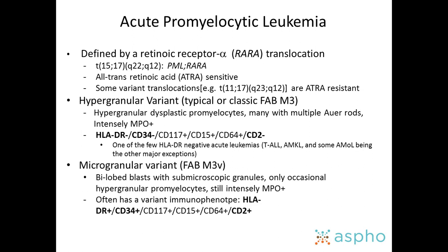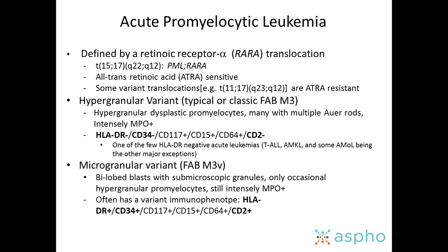The classic hypergranular variant, or FAB-M3 acute promyelocytic leukemia, has hypergranular dysplastic promyelocytes, many with multiple Auer rods that are intensely myeloperoxidase positive. As I said, they're HLA-DR negative, CD34 negative, and express other myeloid markers. The microgranular variant, which is the one that I actually showed you in the first slide, has these classic bilobed blasts with submicroscopic granules and only occasional hypergranular promyelocytes. These cells, however, are still intensely myeloperoxidase positive.